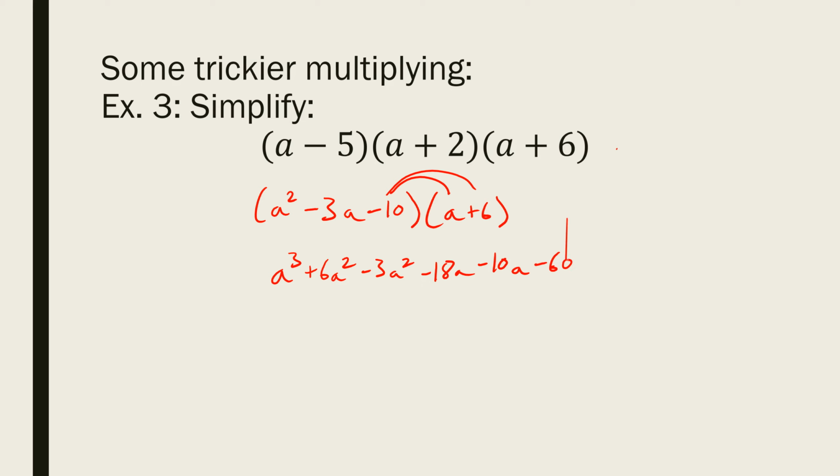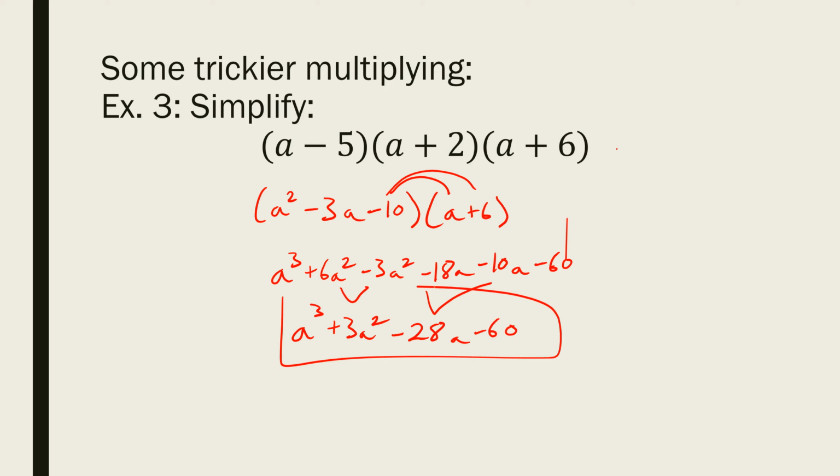Here, the terms that we need to combine are right next to each other, so it's easy. We're combining these two to 3a squared. These two would become negative 28a, and then we have the minus 60 on the end. A new polynomial, excellent.